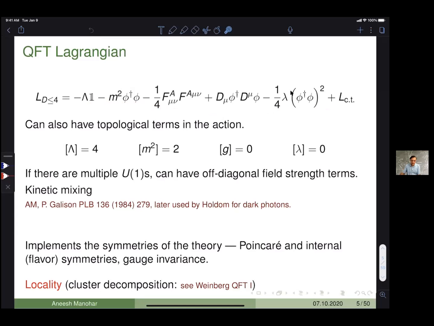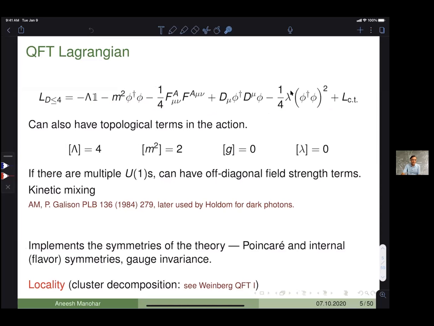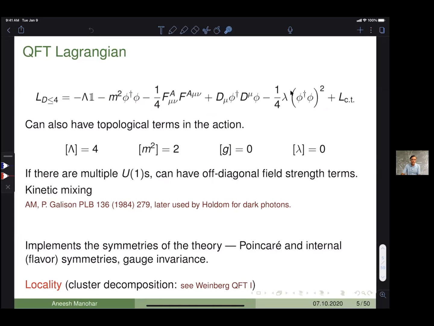And the Lagrangian implements the symmetries of the theory, that is Poincare invariance, internal symmetry, gauge invariance. And I think a very important aspect of EFTs and QFTs in general is that it includes locality. And this is what Weinberg in his talk referred to as cluster decomposition. And it's the only way we really have of implementing relativistic invariance and locality in a systematic way.